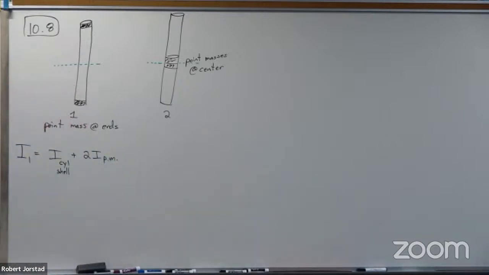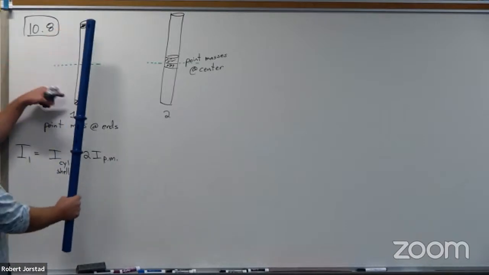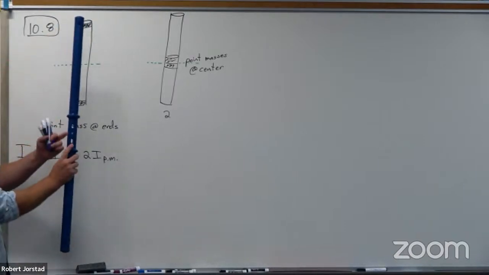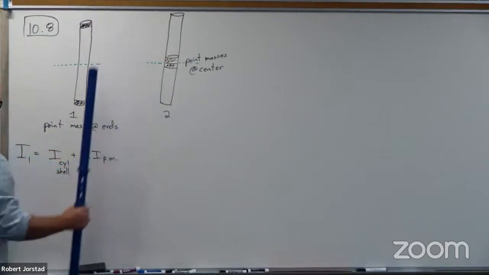All right. Yeah, exactly. Oh, I need the blue one. Sorry. This is the one that has the point masses at the end, right? You can see the hole right there. Hopefully you can see the whiteboard through there.